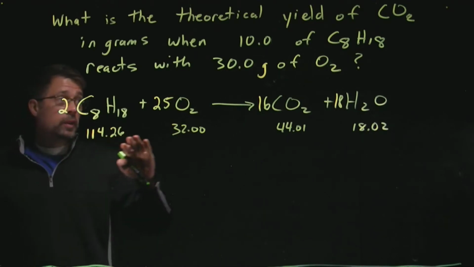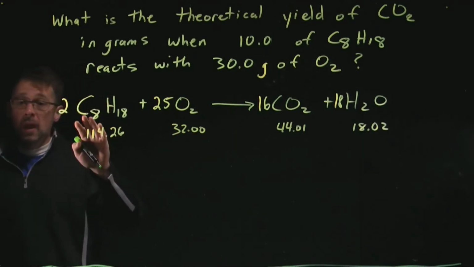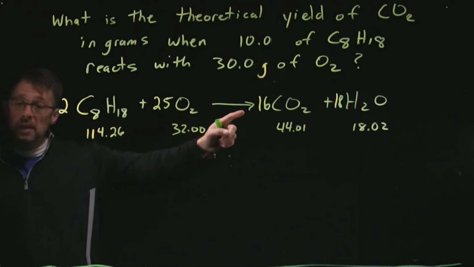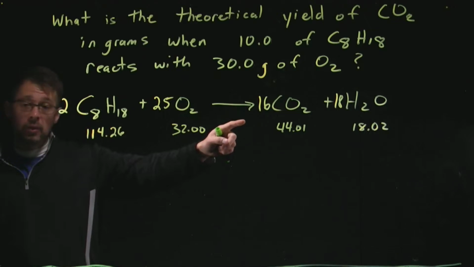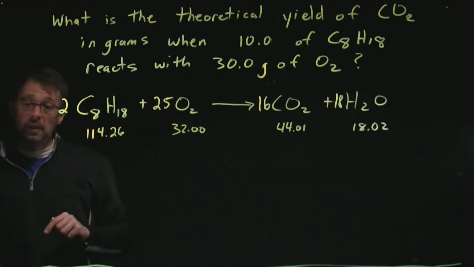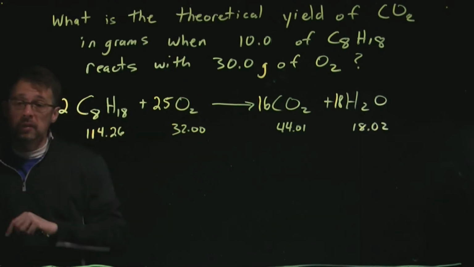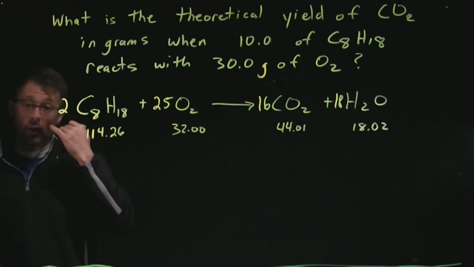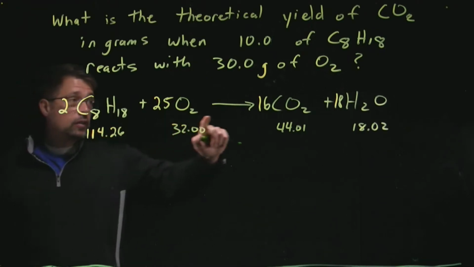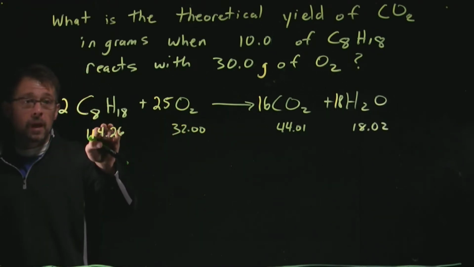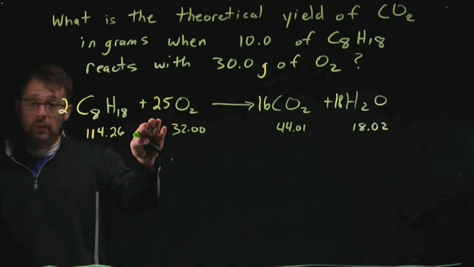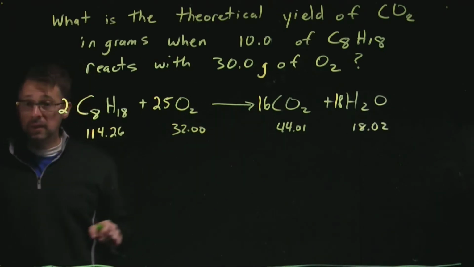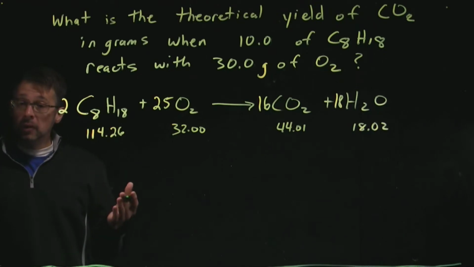Now, I've already spent some time balancing this equation. I know that I have 18 hydrogens over here, so I would have needed a 9 in front of that water molecule, but because 9 is an odd number, I knew I had to double this in order to get the correct number of oxygens in this problem, so that it is a whole number. So this is the balanced equation. 2 moles of octane reacts with 25 moles of oxygen to form 16 moles of carbon dioxide and 18 moles of water. Now I'm going to solve this problem.